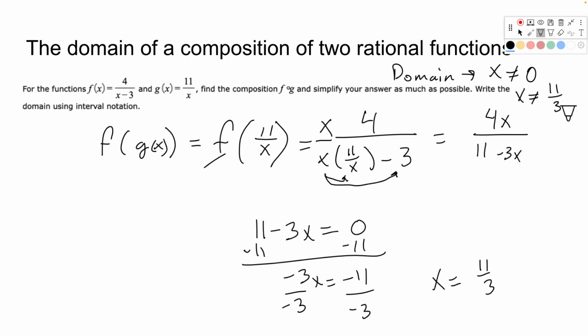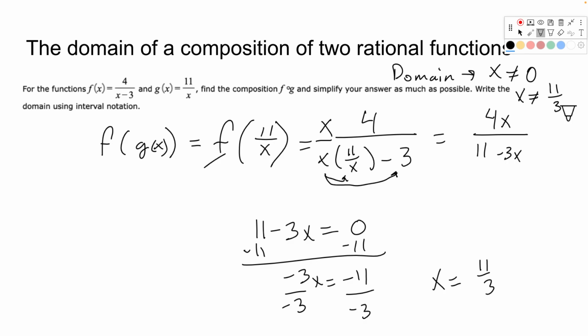It can't be 0 because it would cause us problems at the beginning. And it can't be 11/3 because that would cause us problems down the road. It would be okay initially. We'd have a value, but that value would cause us problems in the composition.